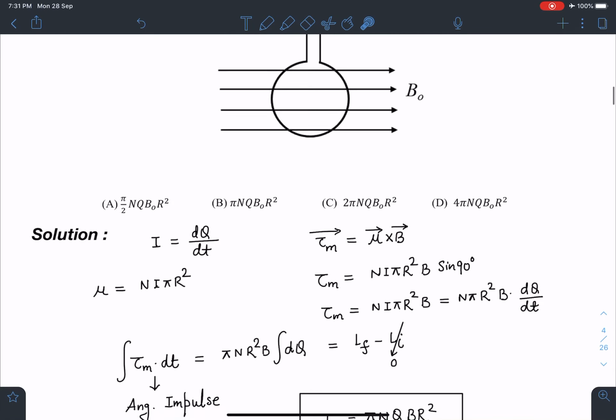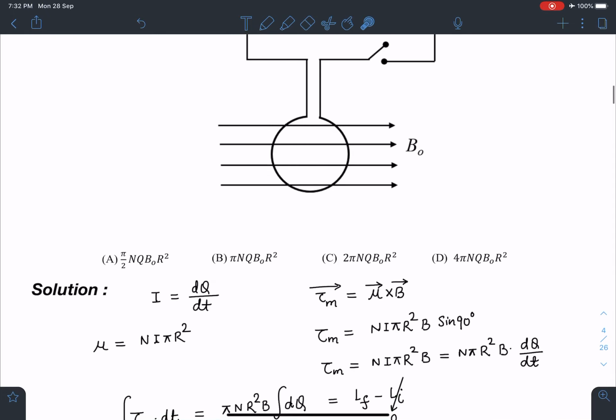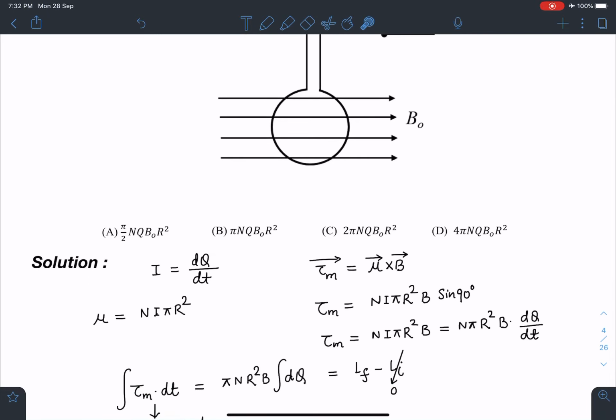You can see when this discharge is happening, when this switch is closed, I can write the current which is flowing through the circuit from the capacitor to the coil as dq by dt, and as current is passing through this coil, it will behave like a current carrying loop placed in a magnetic field. So there is going to be some torque acting on it. That torque is given by mu cross B.